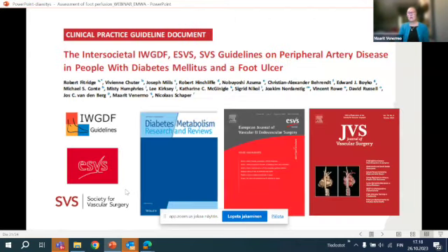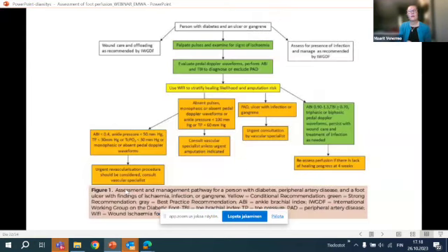Then I go to an algorithm that was published in this document, and I think it is very valid in all patients with a leg wound. So first of all, palpate pulses and examine for signs of ischemia. Evaluate pedal Doppler waveforms, perform ABI, TBI to diagnose or exclude PAD. Use WIfI to stratify healing likelihood and amputation risk.